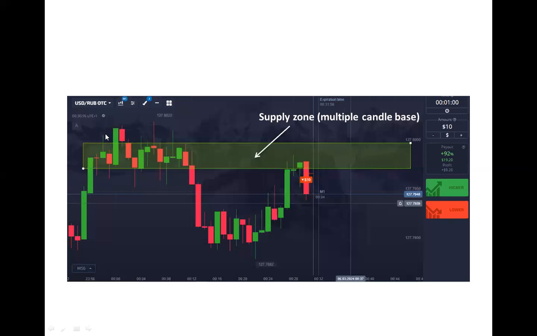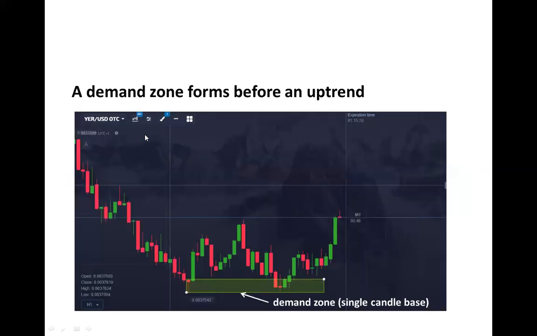Now let's talk about the demand zone. What we mean by demand zone is a demand zone that formed before an uptrend. So this is the demand, and this demand is called the single candle base. It's called the single candle base because this is the last red candle before this explosive move to the upside.